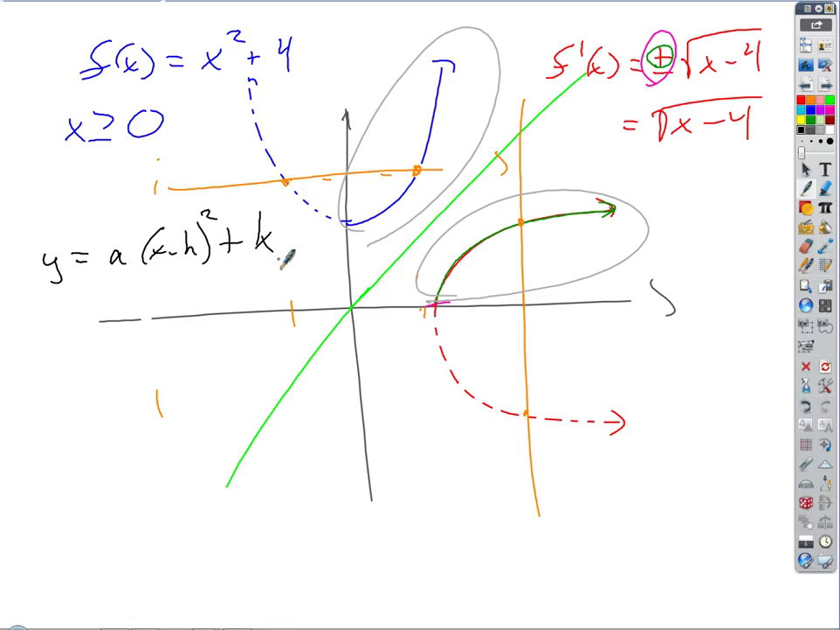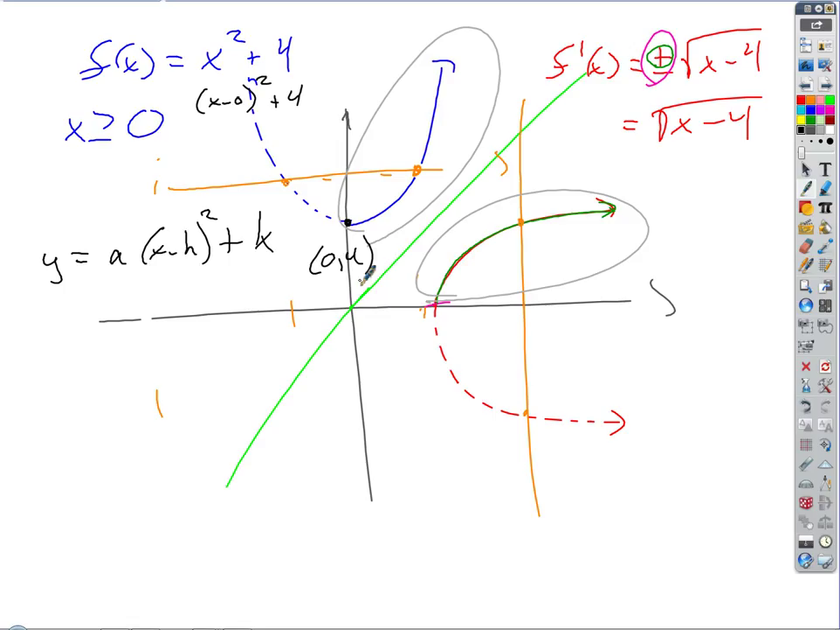What's h? 0. And we can tell because what's being subtracted from x, this is the same thing as saying x minus 0 squared, isn't it? Plus 4. Now what's k? 4. There you go. K is 4. K is the constant that's being added to the function. So the coordinates of the vertex here are 0, 4.